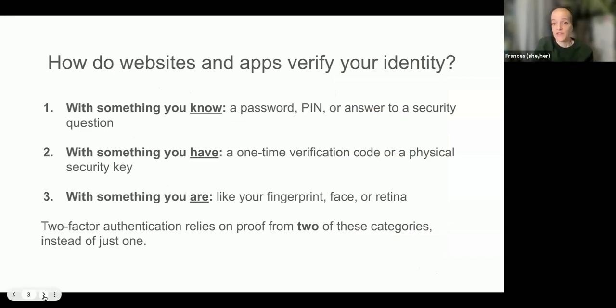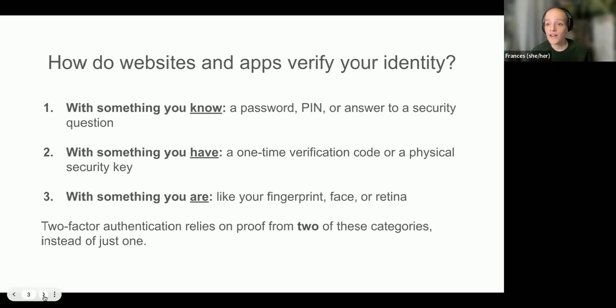Then another way is with something you have. A one-time verification code is something you have access to. In other situations, it might be a physical security key. If you are working in an environment with a high level of security, you might have a USB drive that you stick in the computer to prove your identity, or you might have a badge or something like that. That's not going to really apply to what we're talking about. This is going to be more like the one-time verification code as something you have.